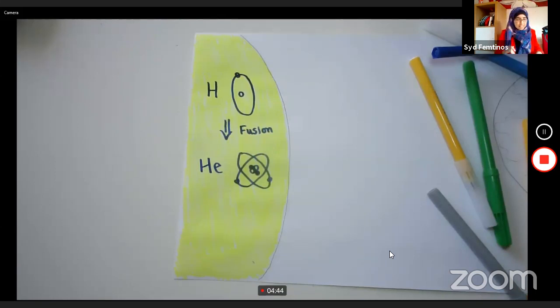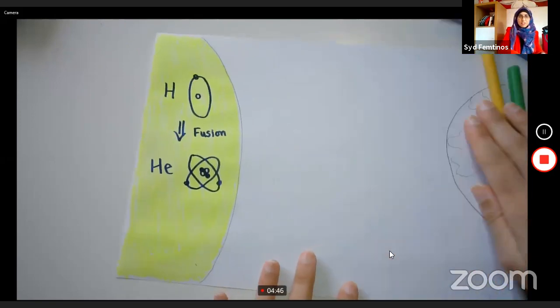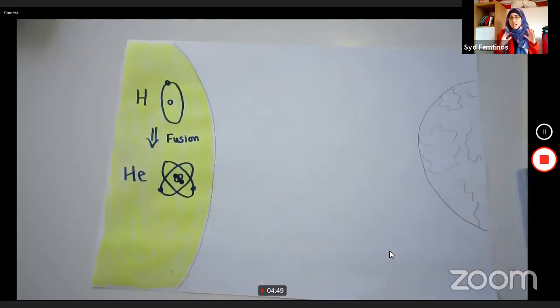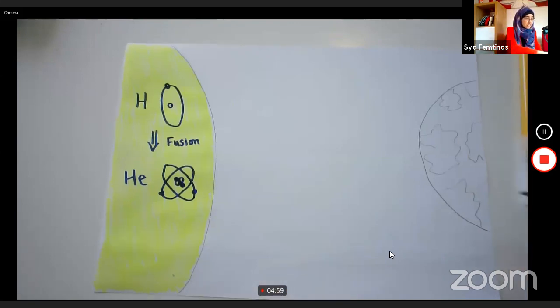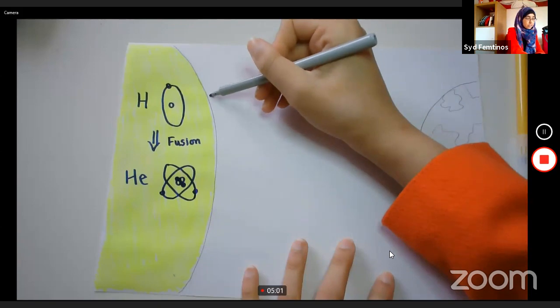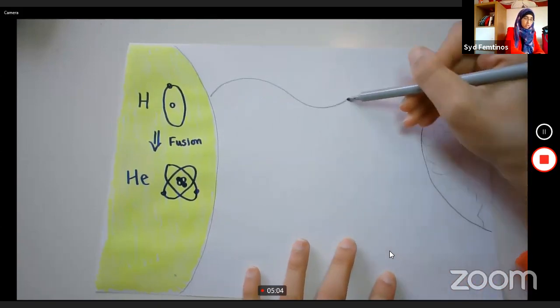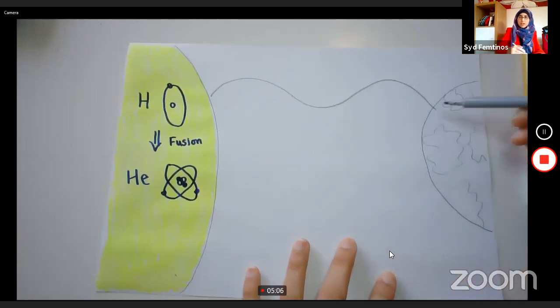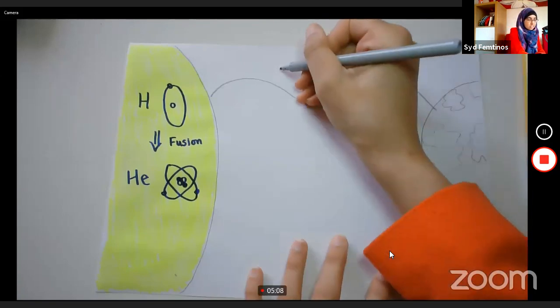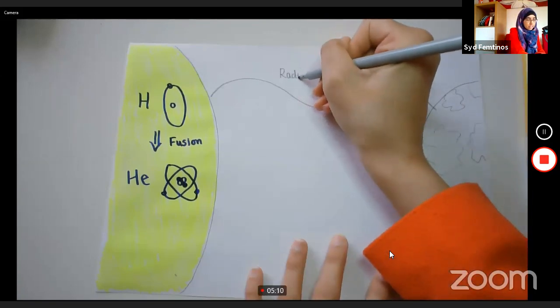So what is the electromagnetic spectrum? Well, the electromagnetic spectrum is a range of waves that we can detect. So there's waves which are very, very long, and they are also released from the sun. So these waves are really, really long, okay? And we call them radio waves. So here, these are radio waves. I'm going to write here radio waves.